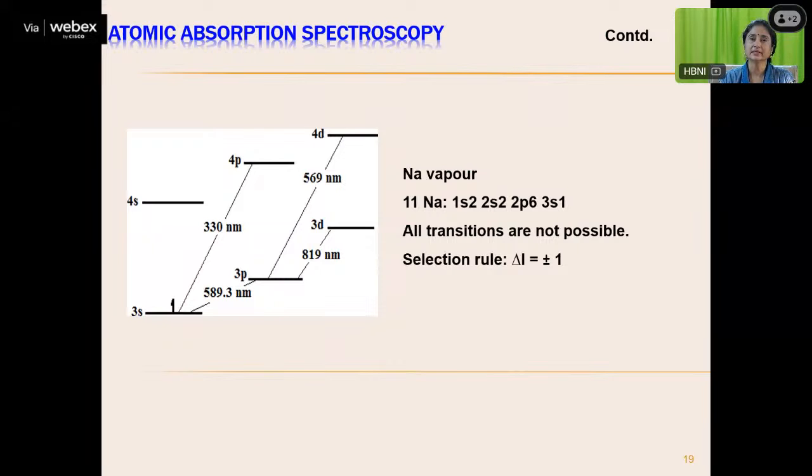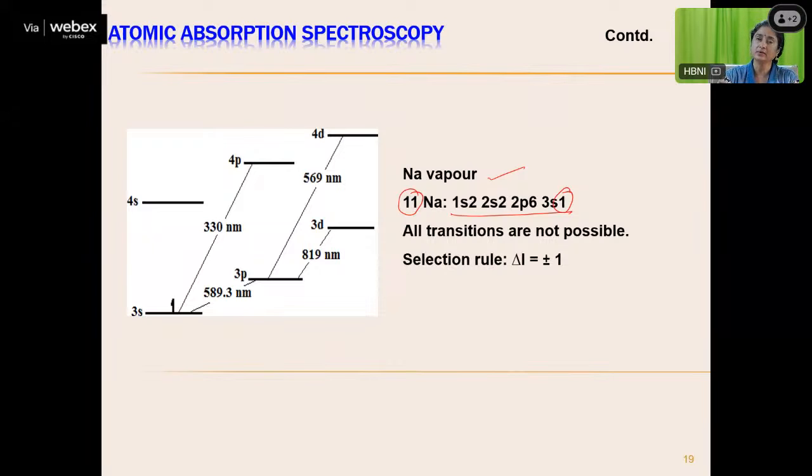Let us look at the case of sodium. You have seen sodium vapor lamps in street lights, which look yellow. Sodium has 11 electrons, so the electron configuration is 1s2, 2s2, 2p6 and 3s1. This 3s1 is its valence electron.